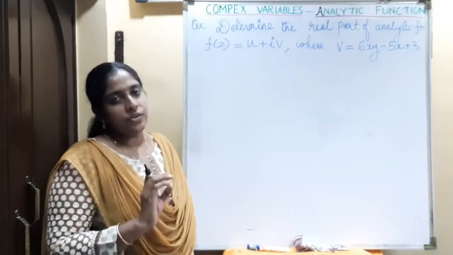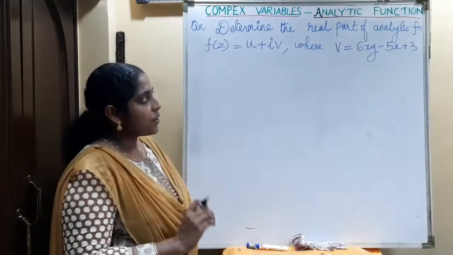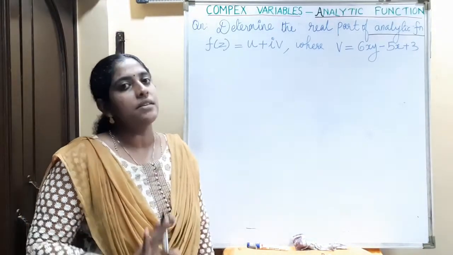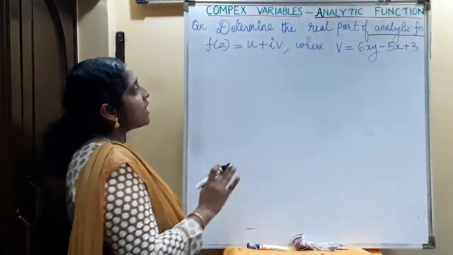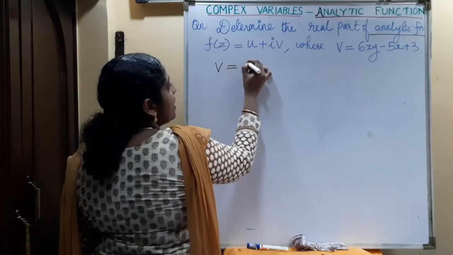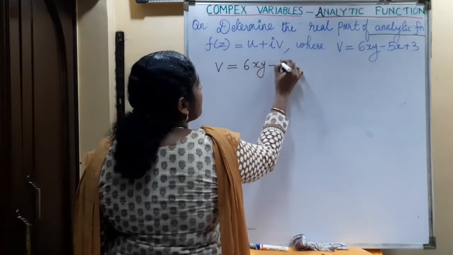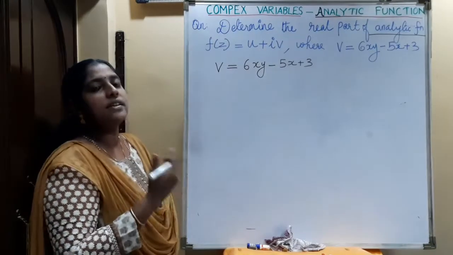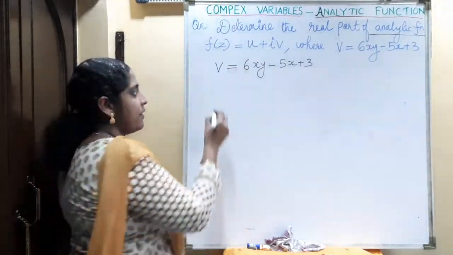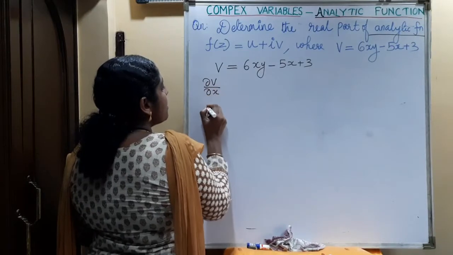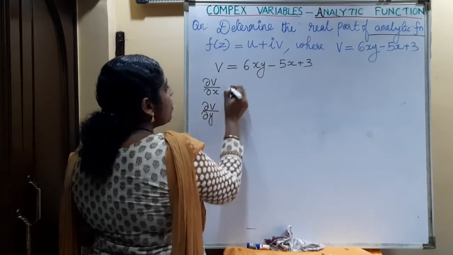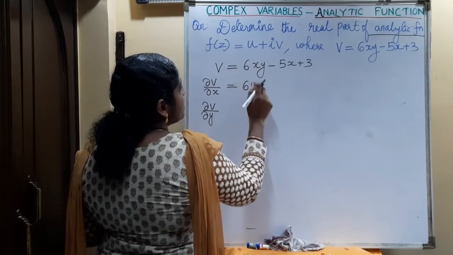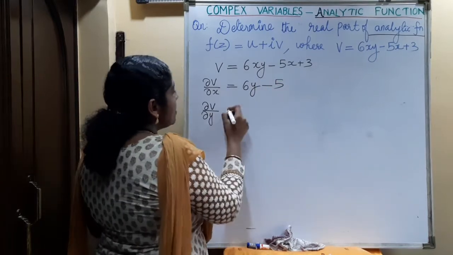Here we can use the Cauchy Riemann equations, because it is already given that the function is analytic. If the function is analytic, it must obey the Cauchy Riemann equations. So what is the given part? That is the imaginary part, v equal to 6xy minus 5x plus 3. To apply the Cauchy Riemann equations, we differentiate the given imaginary part with respect to x and y, that is dou v by dou x and dou v by dou y. So what is dou v by dou x? That is 6y minus 5.